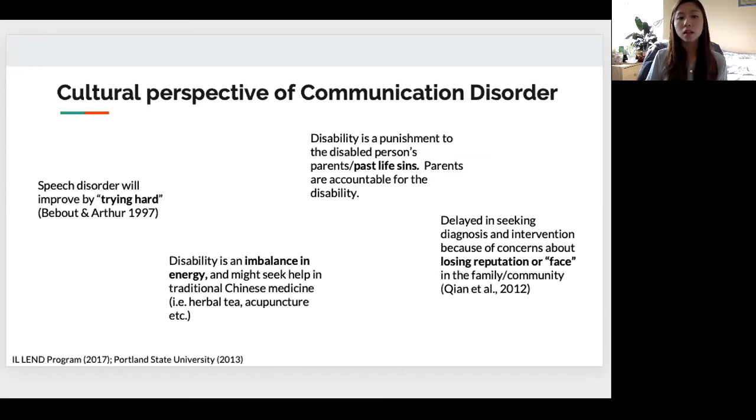Qian and his colleagues also suggested that Chinese individuals tend to delay in seeking help and services because of concerns about losing reputation or face in their family or in their community.